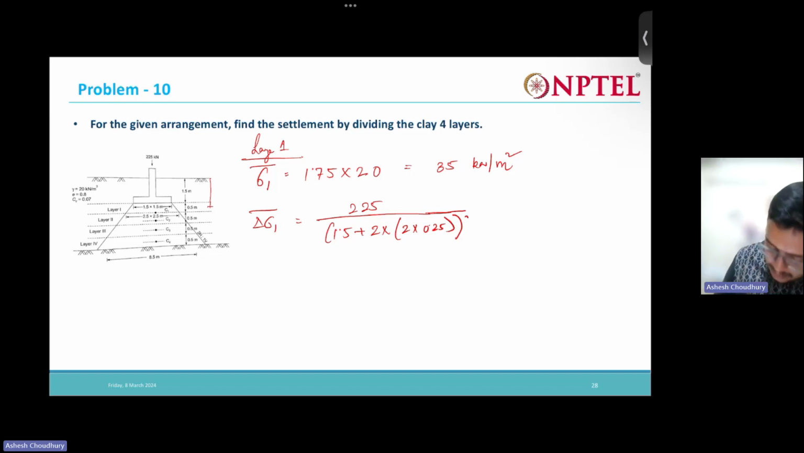Here n is what? It is given 2 horizontal, 1 vertical, so n is 2. 2 horizontal to 1 vertical, then from 2 sides it will come to 2 into 0.25, so this will come out as 36. Please check all this once. If there is any mistake in these things, please let me know.